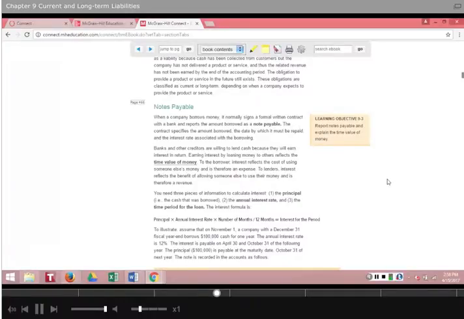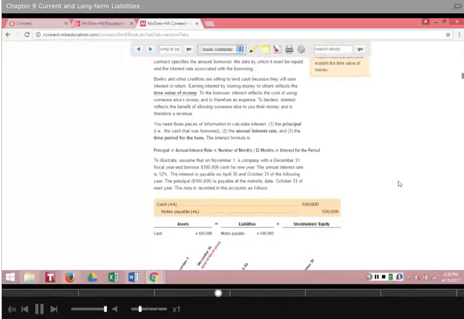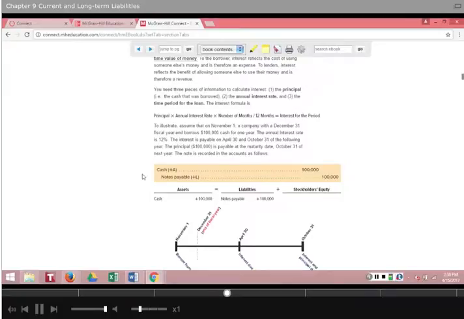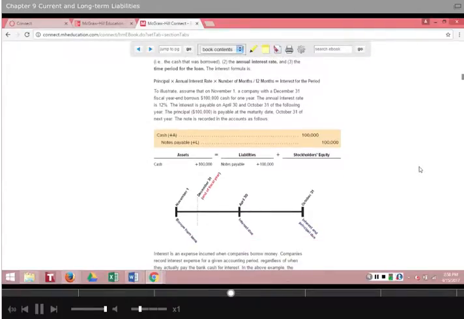loan. The calculation of what we call simple interest is principal times the annual interest rate times the number of months divided by 12 months if it's for less than a year. If it's for more than a year, then it would be the principal times the annual interest rate times the number of years. So at the time that money is borrowed, cash comes into the company, and we increase that asset and recognize an increase to a liability, notes payable.